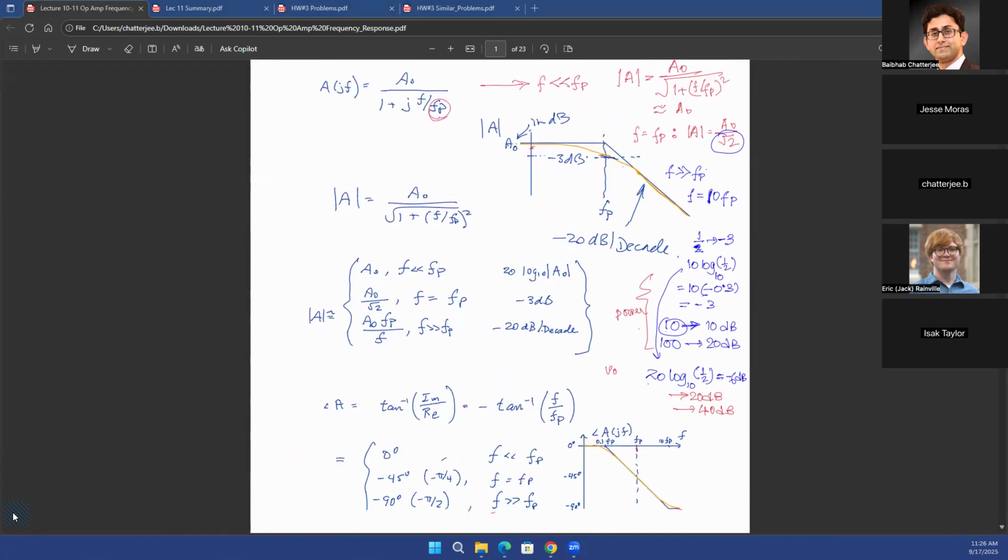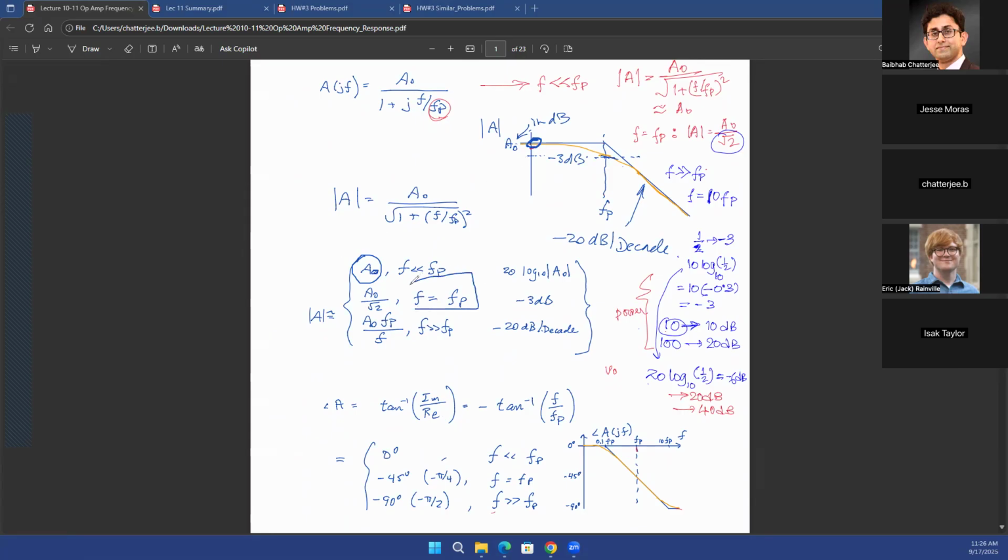So your gain is going to be equal to A naught. Now, you might ask, what does the subscript mean, that A naught? That means what is your gain at zero frequency? A0 or A naught, that is the gain at zero frequency.